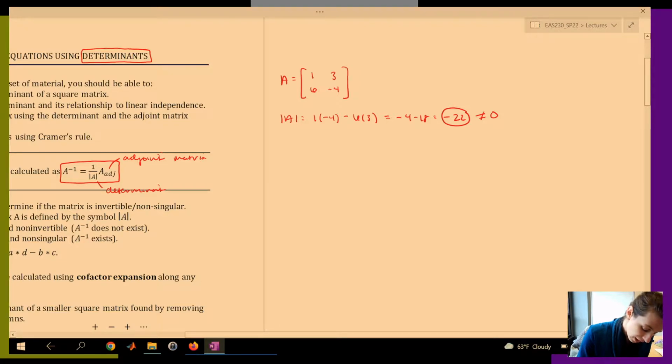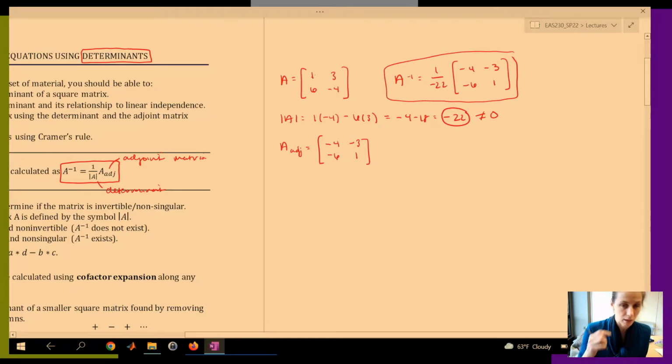To find the adjoint matrix for a 2x2, you go ahead and switch these two, so -4 and the 1 switch places, and then the other ones change their sign. So the 3 becomes -3 and the 6 becomes -6. Which means A inverse is going to be 1 over -22 times this matrix. And you can go ahead and multiply that fraction through, but I'm not going to. This is about as simplified as you need to make it. Okay, that's what it looks like for a 2x2.